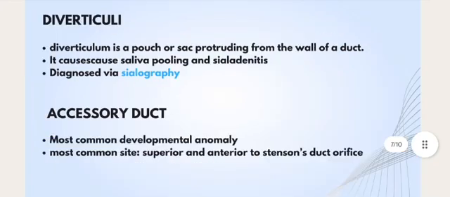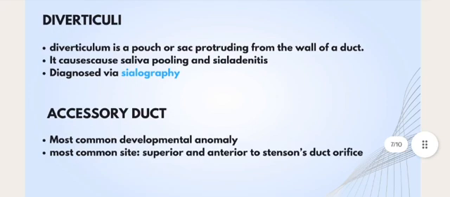Diverticuli. A diverticulum is a pouch or sac protruding from the wall of the duct. It causes saliva pooling and sialadenitis. It is diagnosed via sialography. Accessory duct: an accessory duct is another additional duct that is developed, and it is the most common developmental anomaly.